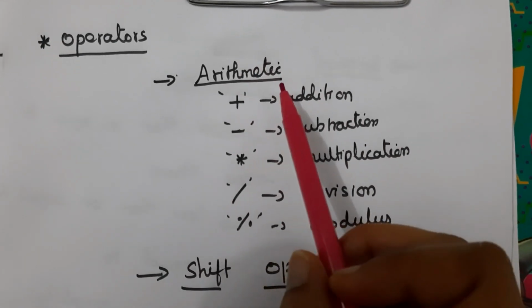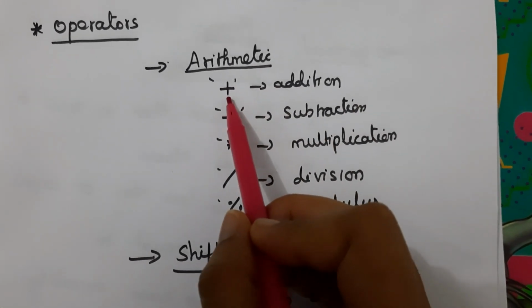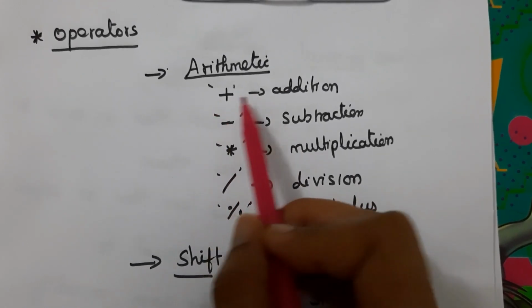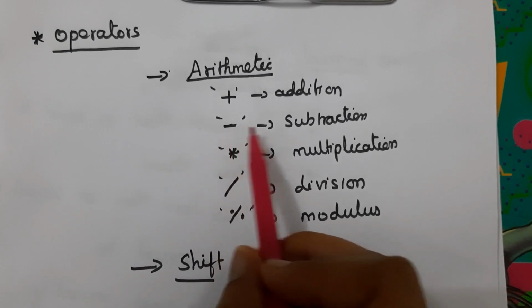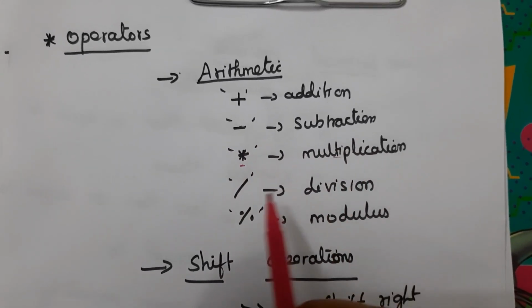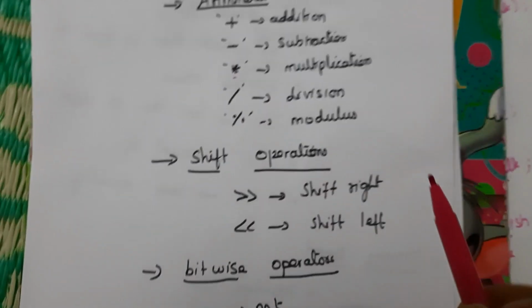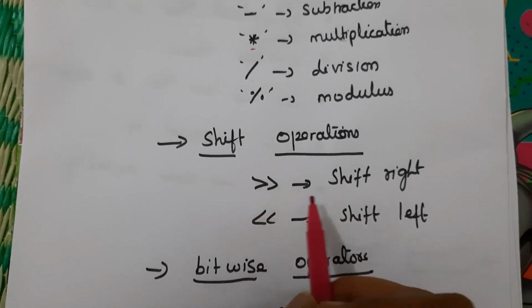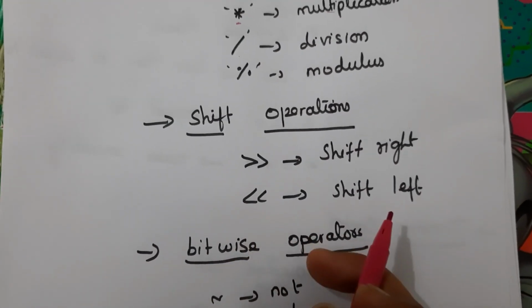So first we see the operators, that is the keyword here. If you are using plus, that means you can add two numbers. So this means addition operation, and minus is used for subtraction, this is used for multiplication, this is for division, and this is for the modulus function. And for the shift operators, this means shift right, and this means shift left.